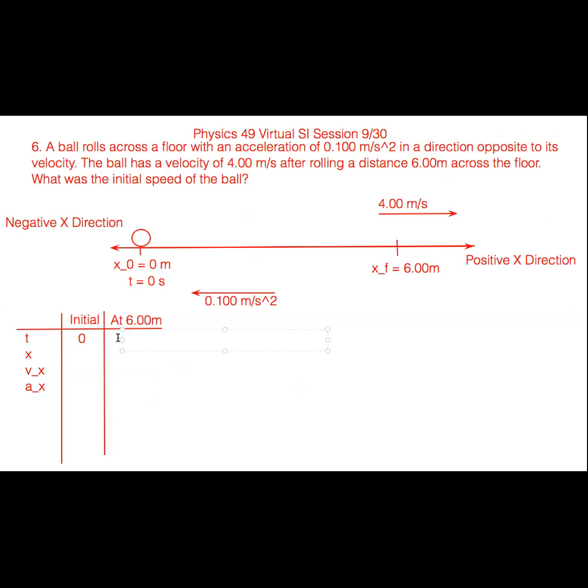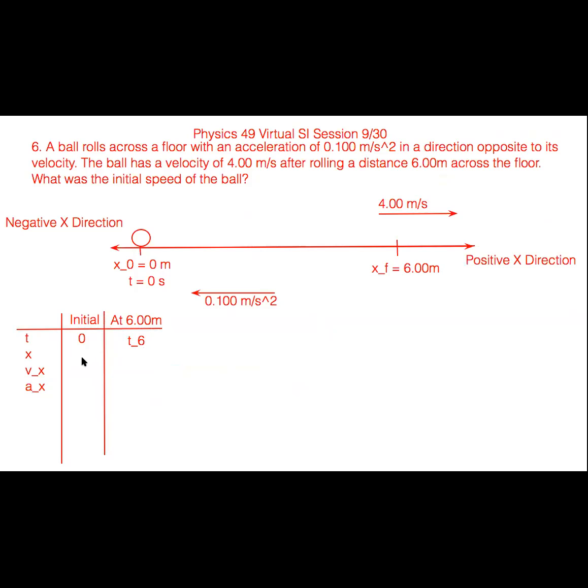Okay. So do we know the time at 6 meters? The problem doesn't give any clue to what would be the time at 6 meters. So I want to say no, we don't know the time at 6 meters. And that's okay, right? It's okay to have unknowns. Yeah, that's fine. t underscore 6, meaning t at 6 meters.